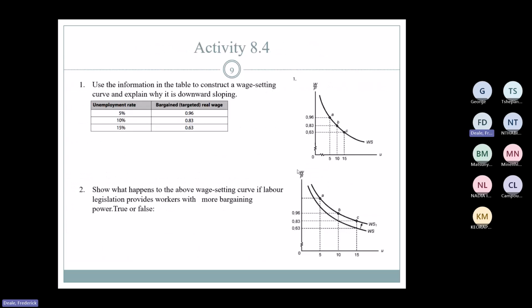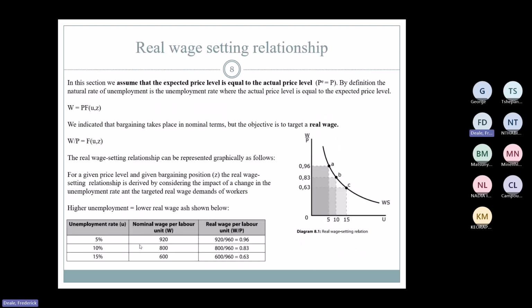So looking at activity 8.4, which helps you to actually draw this and then understand it. Looking at the first part of activity 8.4, it says use the information in the table to construct a wage setting curve and explain why it's downward sloping. So it's effectively the same numbers we calculated previously, which you can see on the previous page.